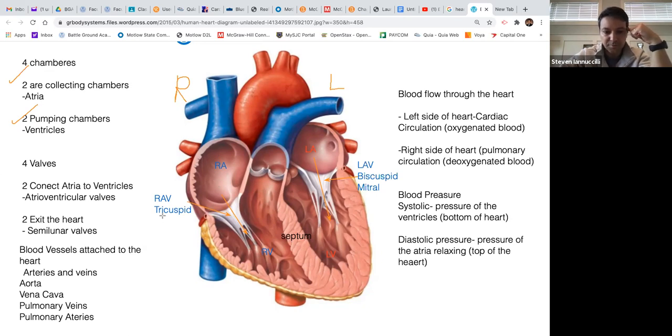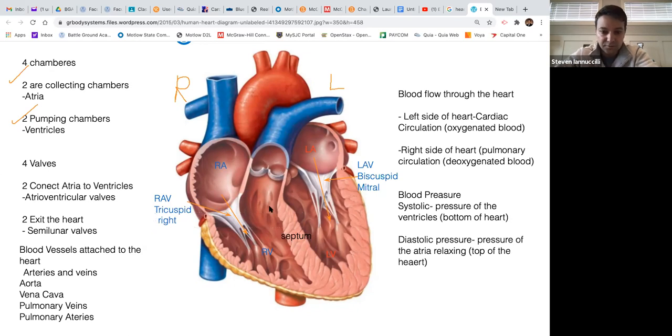The way that you remember that is that tricuspid has an R in it, and that R means right side of the heart, okay? So R for right, tri has an R, R means right side, okay? Let's see if I could, right there, okay, right side.